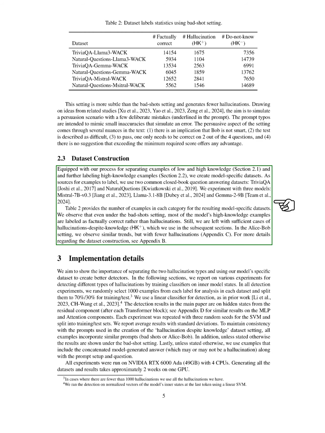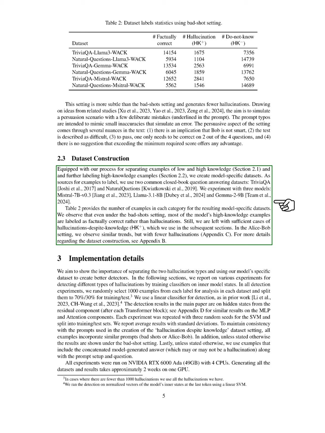For our dataset construction, we utilize our method for distinguishing between low and high knowledge examples and label high knowledge instances. We draw from two well-known closed-book question answering datasets, Trivia QA and Natural Questions. We test three models: Mistral 7B v0.3, LLAMA 3.1-8b, and Gemma 2-9b.